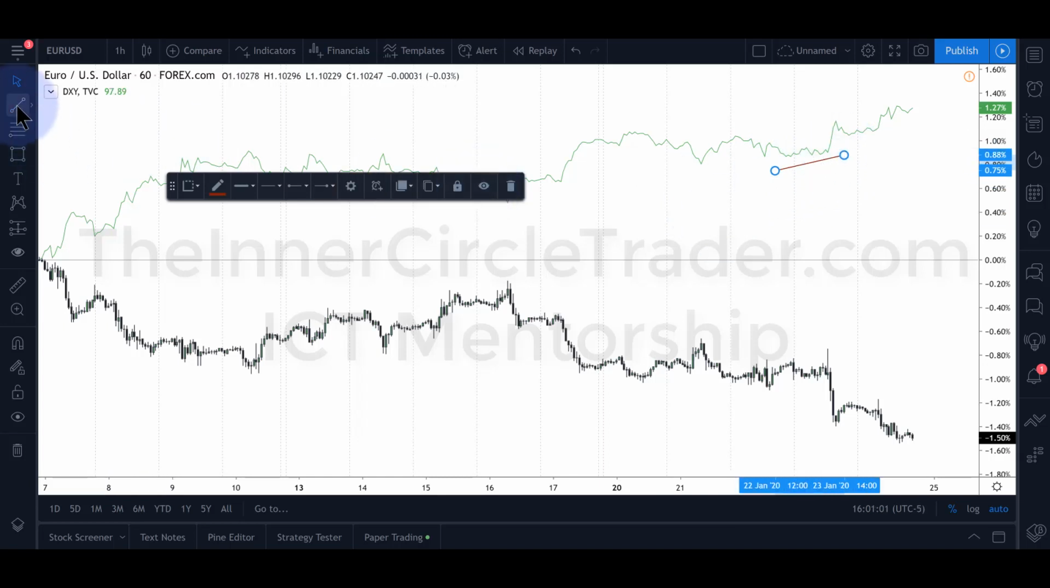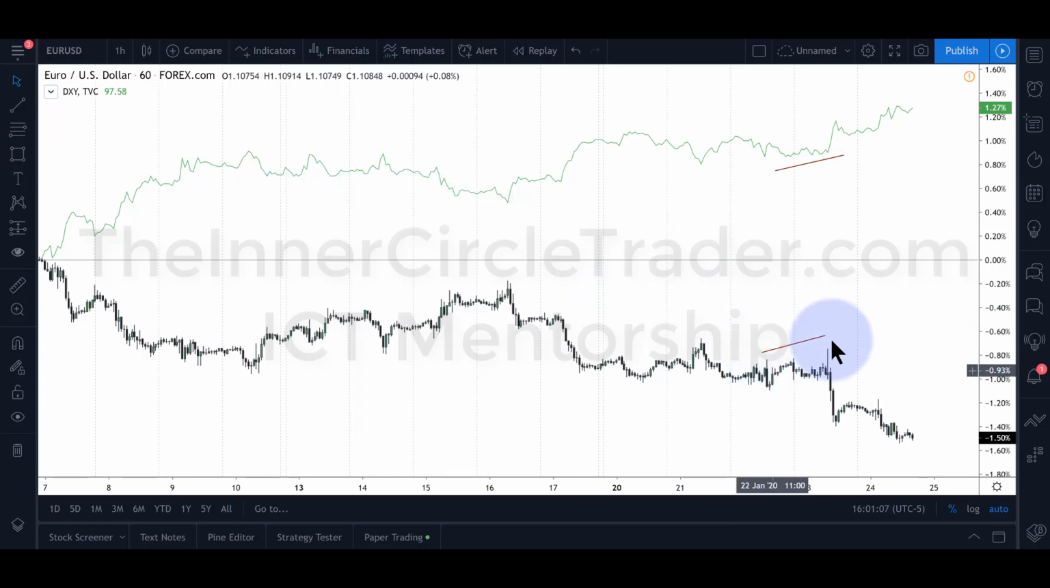Higher lows when it should have made a lower low when the Eurodollar made a higher high. So this point here, which is this low, and this point here, which is this low, this is not lower. It's in the line form, it's very clear that it didn't go lower.